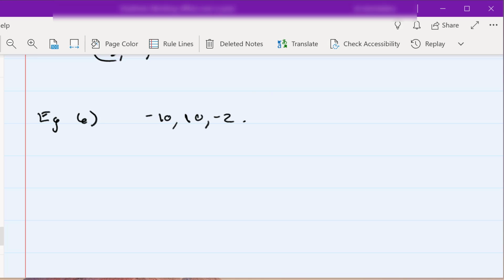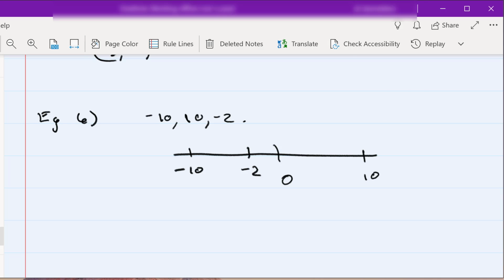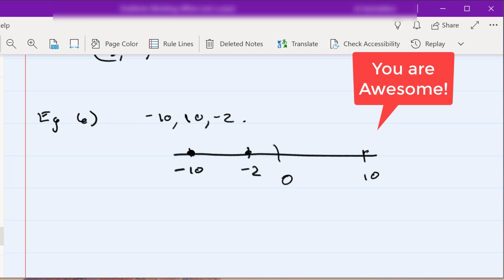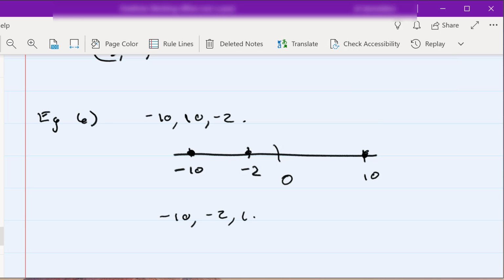What about the next problem? -10, +10, and -2. Again, if we look at our number line, -10 is 10 units to the left of 0, -2 will be 2 units to the left of 0, and +10 will be 10 units to the right of 0. So if we're to order these from least to greatest, we have -10, -2, and +10.